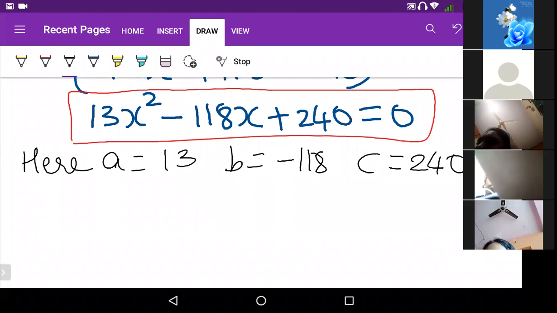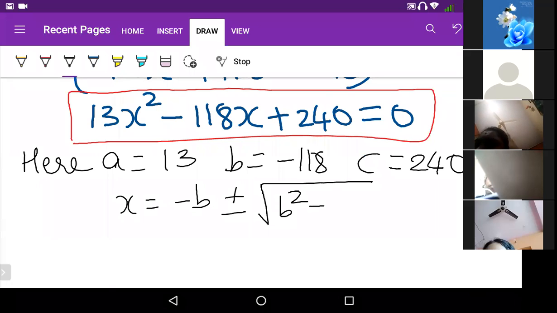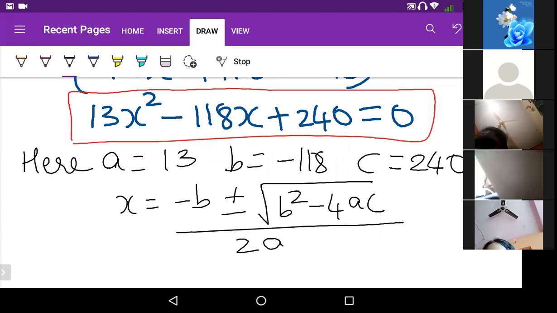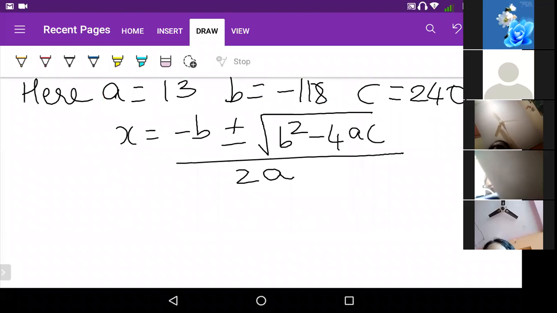You have to write the formula for every problem. Writing the formula for every problem is compulsory. Okay, so what is the formula that we have? X is equal to minus B plus or minus square root of B square minus 4AC whole divided by 2A. Okay, so this is the formula that we have. Now let us apply everything into the formula.